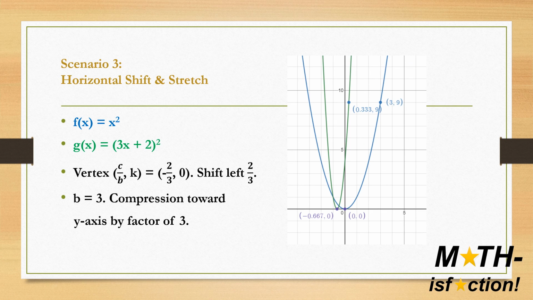Scenario 3. The vertex is (-2/3, 0). We get the -2/3 from C over B, so we have a shift left 2/3. There is no shift up or down. Our B value is 3, so the parabola is compressed by a factor of 3. The result is the green function, and you can compare that to the blue parent function.